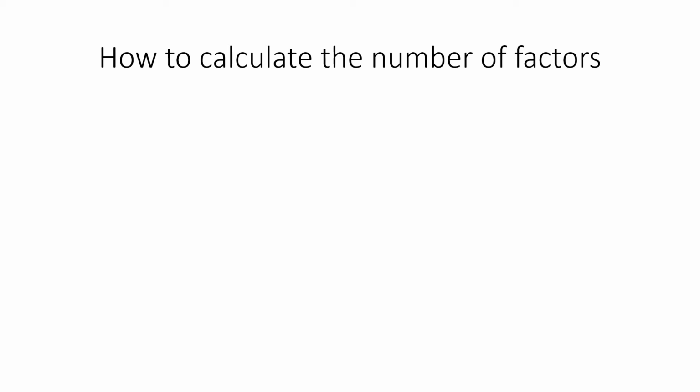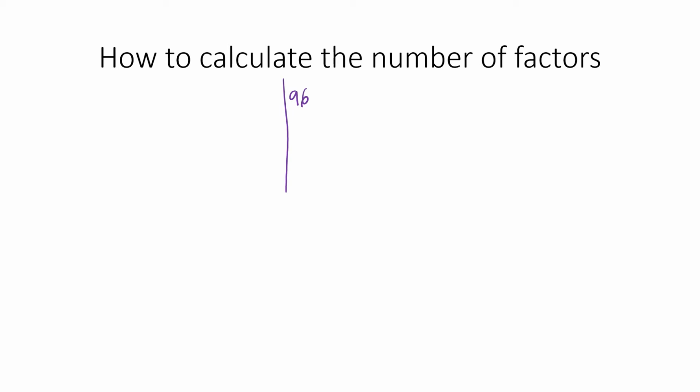So let's take an example number. Let's take 96. I want to calculate the number of factors it has, and I don't know how to do that without dividing every number and writing it down. But there's a quick fix to that. You basically have to prime factorize. Now let's prime factorize 96.